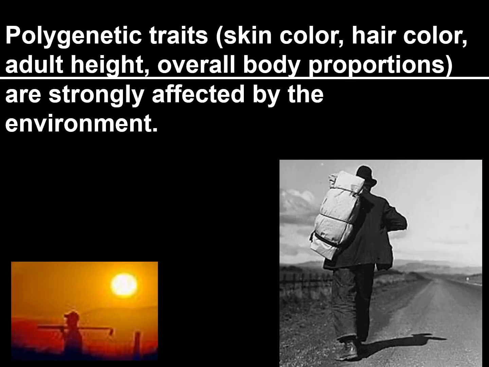And we do know that polygenetic traits like skin color, hair color, adult height, and overall body proportions are also strongly affected by diet and the environment. Think about hair color, right? There are some people whose hair turns darker during the wintertime and gets a lot lighter during the summertime, right? That's an example of a polygenetic trait that is affected by the environment. Skin color as well, right? We're going to see in a minute that skin color in and of itself is really just a response to ancestral levels of ultraviolet radiation exposure that we received from the sun where our ancestors grew up.